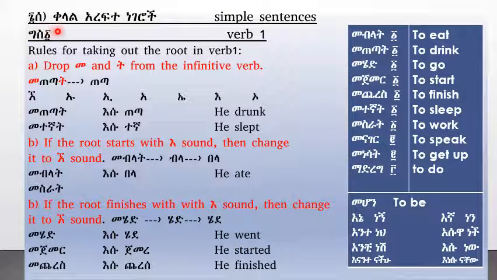ስድስት. ቀላል አረፍተ ነገሮች, simple sentences. If you remember, we have discussed simple sentences. You practice making a lot of simple sentences, and using those you can understand more complex, difficult ones. You will break them into simple sentences.